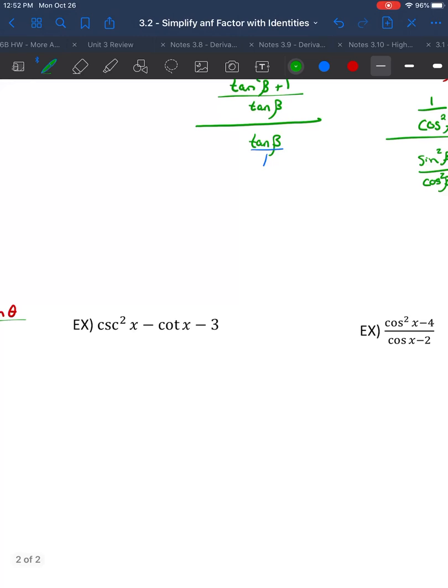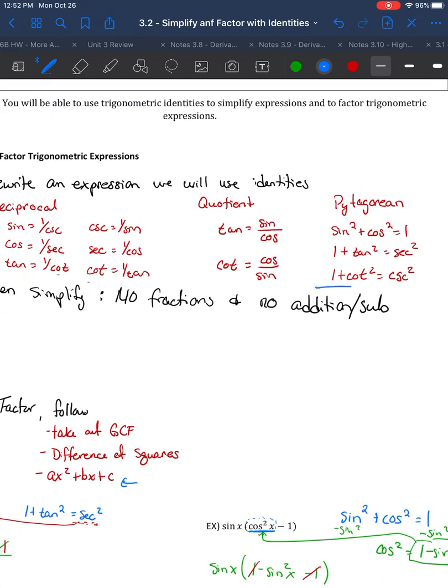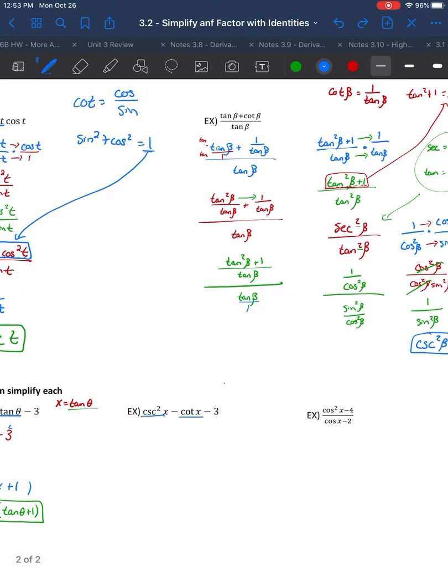This second example is a little tricky because my trig functions don't match. So I need to make them match first. I see this cosecant squared, so I'm going to go look at my identities. And do I have an identity that has cosecant squared in it? 1 plus cotangent squared. So I'm going to write that identity over here. So I can replace cosecant squared with what it equals. And then copy the rest of my problem down.